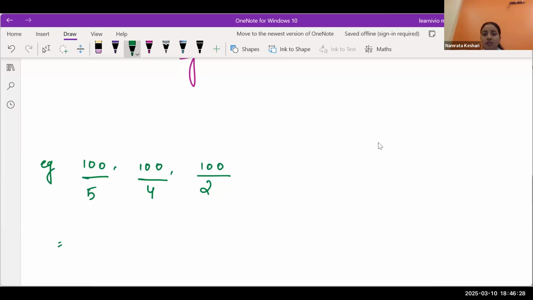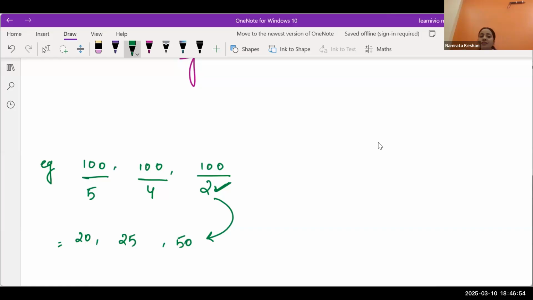The denominators are different but the numerator is the same. So the first one will give 50, the next one will give 25, and the next one will give 20. So can you see, when the denominator is smaller, the answer is bigger? Yes, ma'am. Okay, and when the denominator is larger, the answer is smaller.